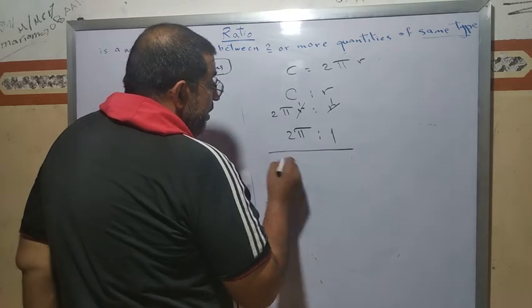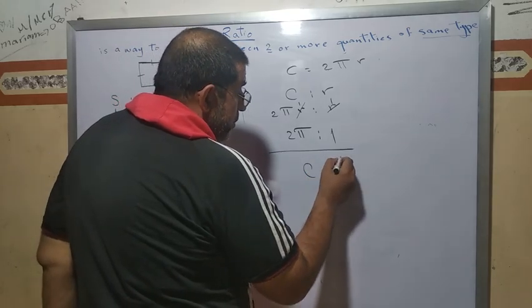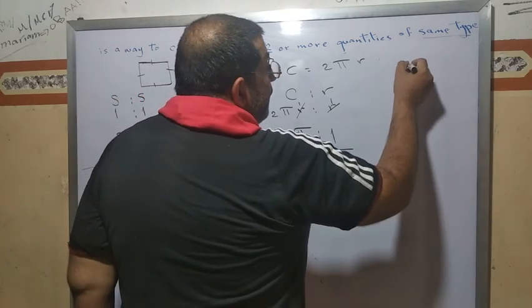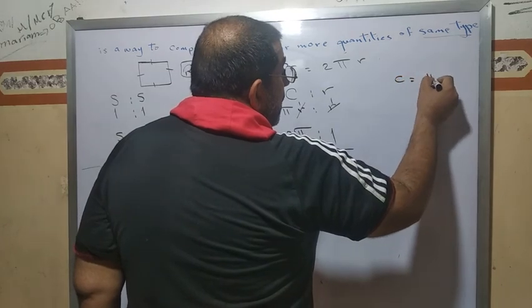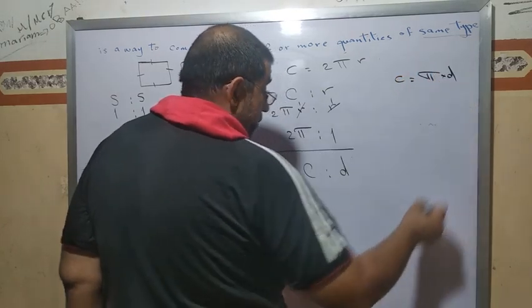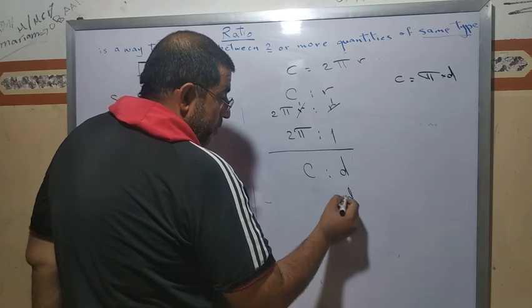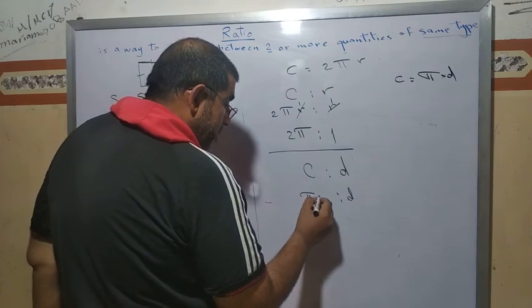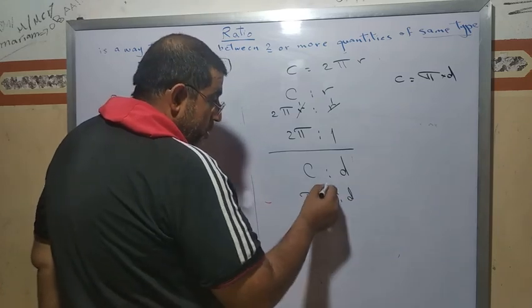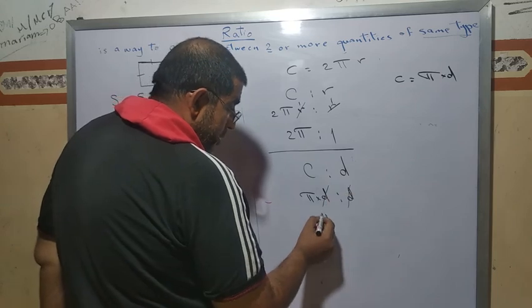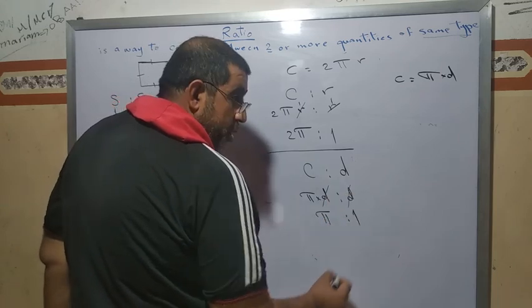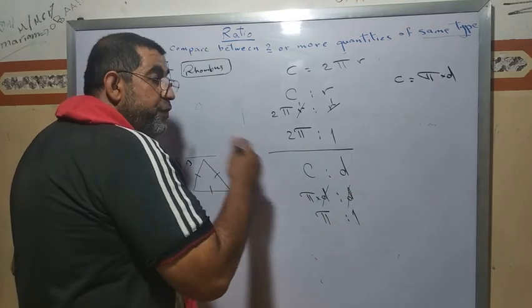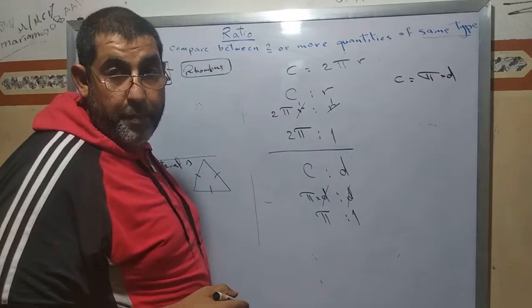And circumference to diameter. Circumference equals π times diameter. Circumference to diameter is π times diameter over diameter. Diameter with diameter simplify, leaving π to 1. The ratio between circumference and diameter equals π to 1.